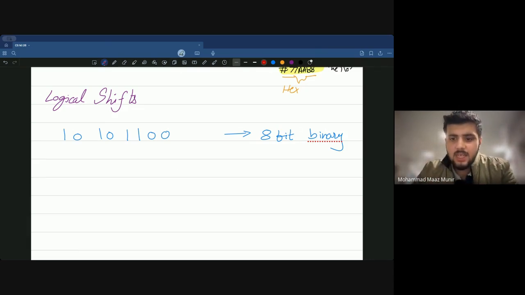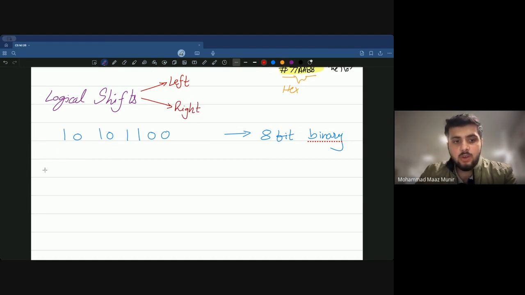So we are basically shifting the bits to either the left side or the right side, depending upon what type of logical shift we have. We have one known as logical shift left, in which we are shifting all the bits towards the left side. And then we have a logical shift right, in which we are shifting all the bits towards the right side. In this case, we are going to firstly look into logical shift left.